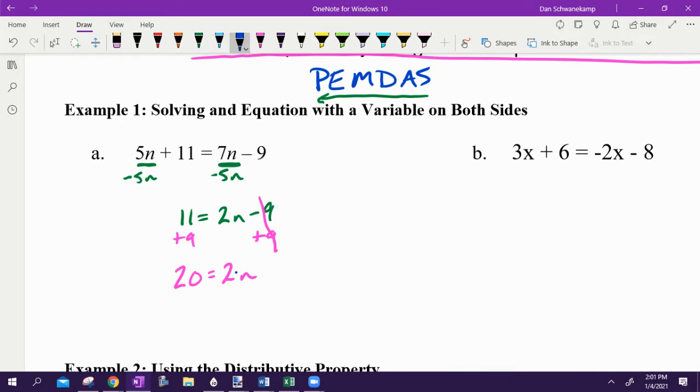So if I want to get rid of the 2 times n, I'm going to do the opposite of multiplying, which is dividing. So I'm going to divide both sides by 2. 20 divided by 2 is 10. 10 equals n. There's my answer.